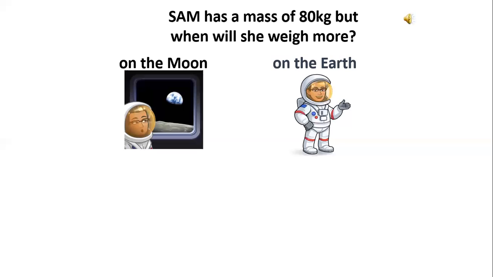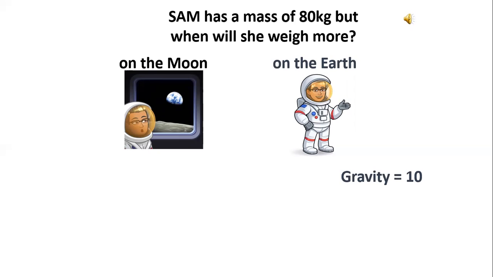Okay, so Sam, that's me, has a mass of 80 kg, but when will she weigh more? Am I going to weigh more on the moon, or am I going to weigh more on Earth? Now, gravity equals 10. In case you didn't know, the Earth's gravity is actually 9.81, but we round it up to 10 because it's easier to work with. So if you're not given the gravity strength in an exam question, always use 10. Unless the question says 9.81, use 10 always, okay?